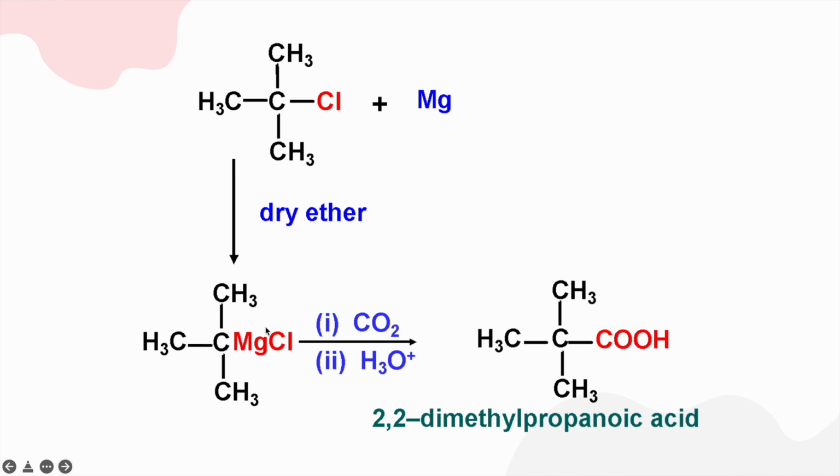So this reaction is useful if you want to add one more carbon. Initially, it has 1, 2, 3, 4 carbons. In the product, the total number of carbons is 5. So if you want to add one more carbon, use Grignard reagent, react with CO2 followed by H3O+.